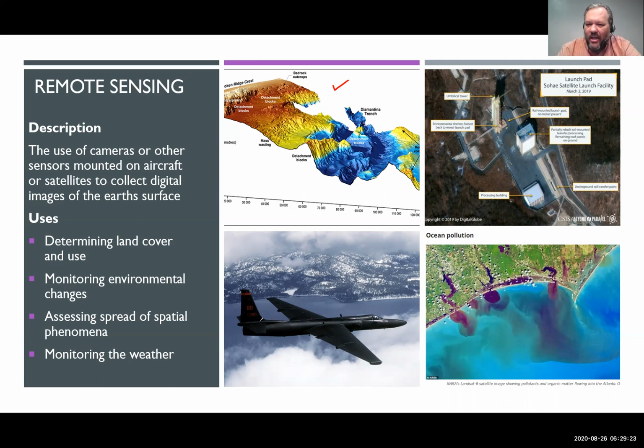This is a launchpad site in North Korea. And so this would be another example of remote sensing. This would be satellite imagery. This is ocean pollution. So we can get this bigger picture of what's going on.